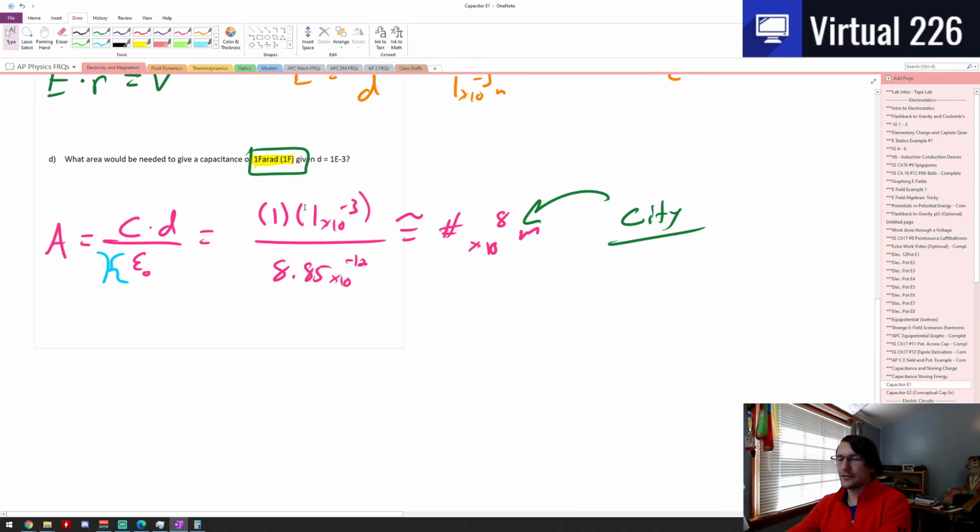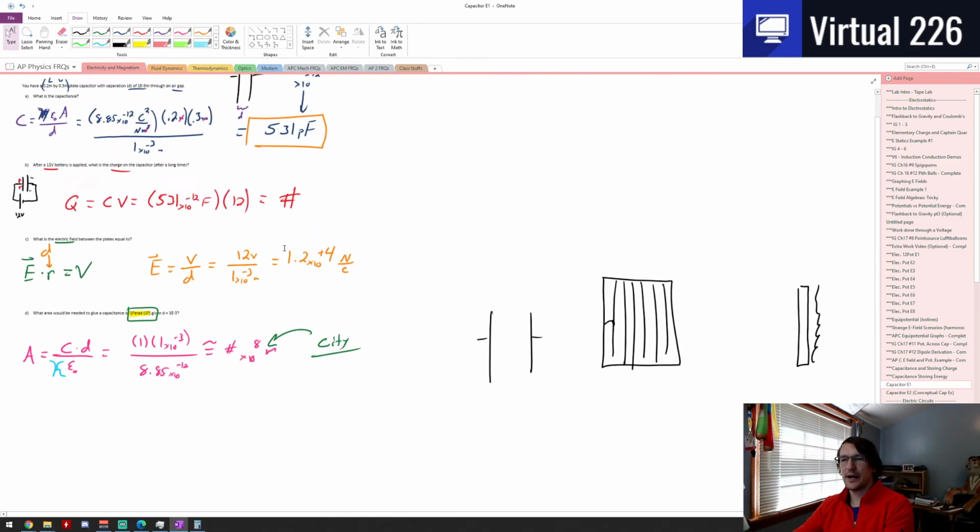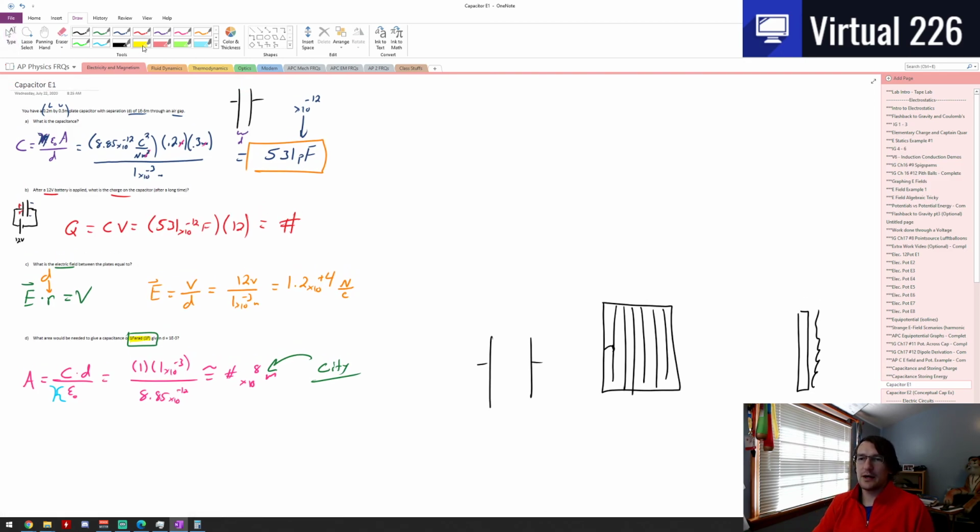Okay, so this was a kind of simple example of just what we're thinking about for capacitors here, some of the stuff we may have to do with them. We'll see in our next 2 videos a little bit more complicated videos as we get further into them.